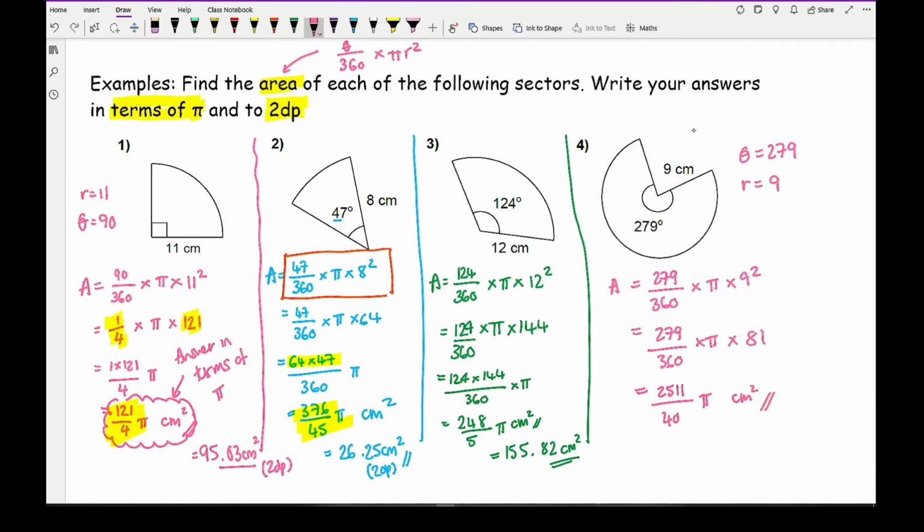But as a decimal it gives me 197.21 centimetres squared. And there we go.